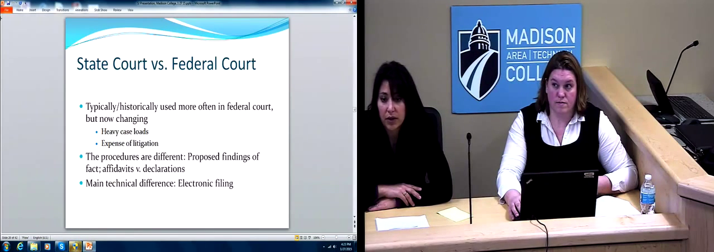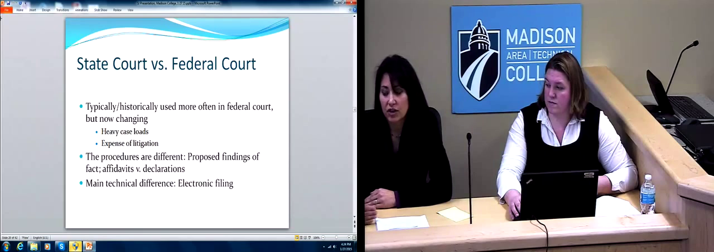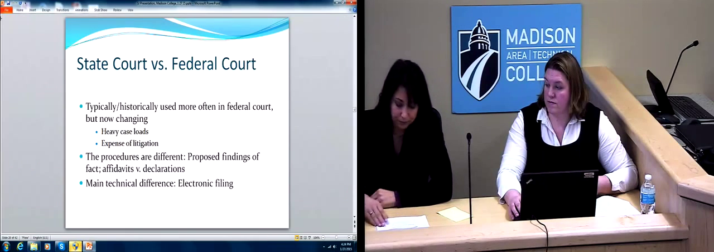If you're dealing with a judge that's not familiar with summary judgment, it's very important to have a section in your brief educating the judge on the standards and going through this stuff. What is a genuine issue of material fact? Because the judge might not know.